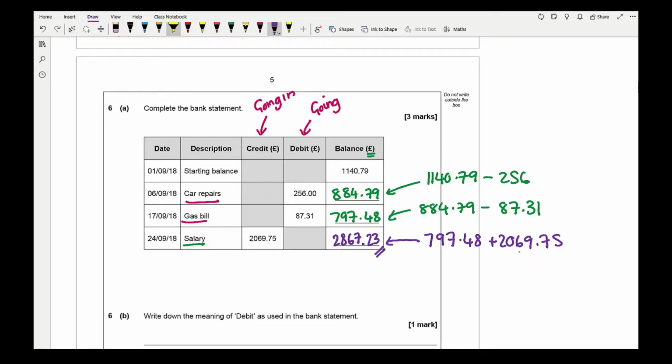Now, where the 3 marks will be gained is basically from you filling in the correct numbers, and you get 1 mark for each one.